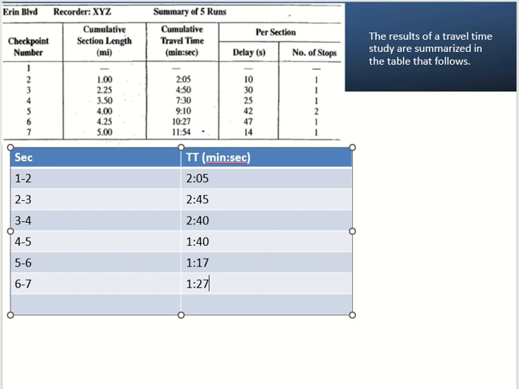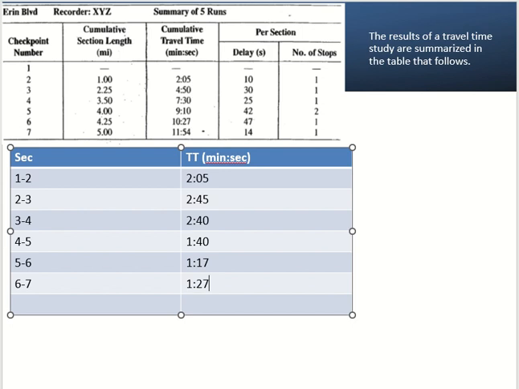Just to get rid of my responsibility, 2 minutes, 5 seconds and 2.05, are they equal? Not equal. 1 minute has how many seconds? 60. So from 60 you have to start counting again. Okay, good. So now I have travel time.